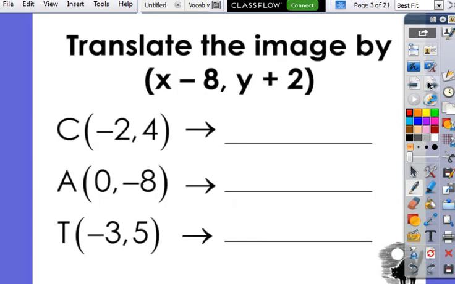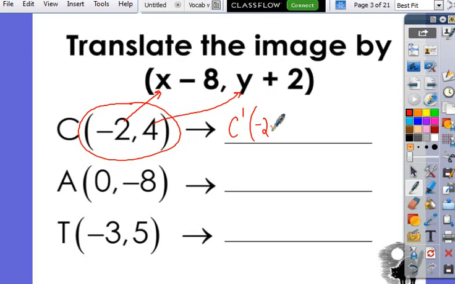Now, if it gives you the rule and says apply the rule, all you've got to do is take these numbers and plug that in for the X and that in for the Y. So for this one, I would say C prime is going to be negative 2 minus 8 and then 4 plus 2. So what is negative 2 minus 8? Negative 10. And then what is 4 plus 2? There you go.